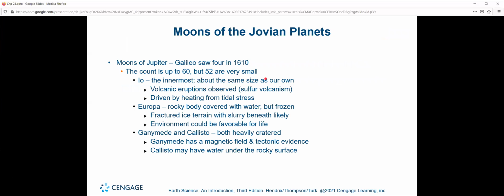All right, let's talk about those moons. Let's talk about the moons of the Jovian planets. The first 4 moons of Jupiter are usually called the Galilean moons, because they were first discovered by Galileo in 1610.